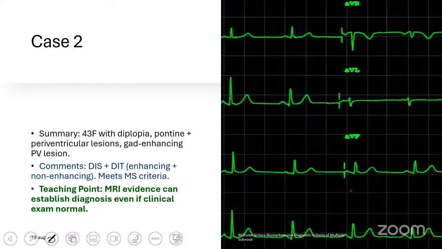So summary, the lady with diplopia, pontine plus periventricular lesions, plus GAD enhancing periventricular lesion. The comment is there is dissemination in space, there is dissemination in time, because enhancing and non-enhancing both are present. That meets MS criteria. MRI evidence can establish diagnosis even if clinical examination is normal.